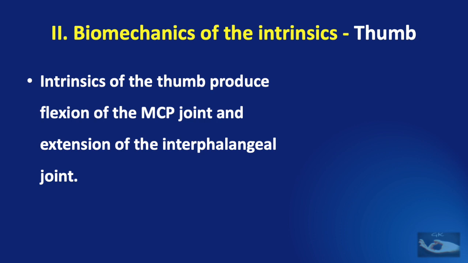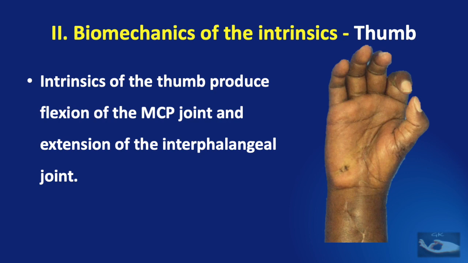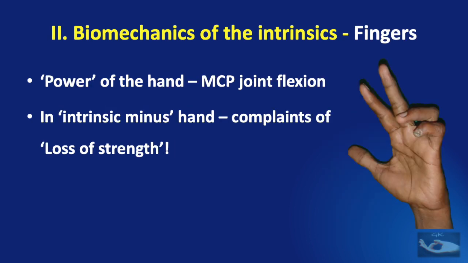Similar to the function in the fingers, the intrinsics of the thumb produce flexion of the metacarpophalangeal joint and extension of the interphalangeal joint. Here in this picture, you can see a hand with paralysis of both the median nerve and ulnar nerve, showing hyperextension at the metacarpophalangeal joint and flexion at the interphalangeal joint. The actual power of the hand depends on metacarpophalangeal joint flexion. In fact, in intrinsic minus hand, where there is no primary flexion of the metacarpophalangeal joints, the patient will typically complain of loss of strength.